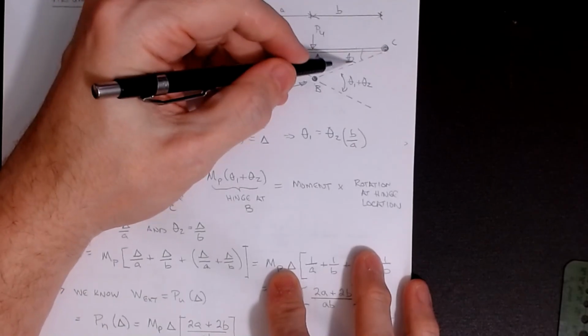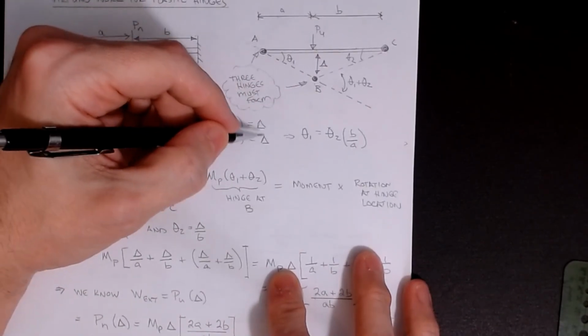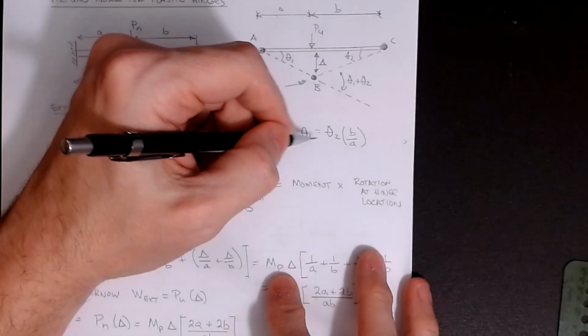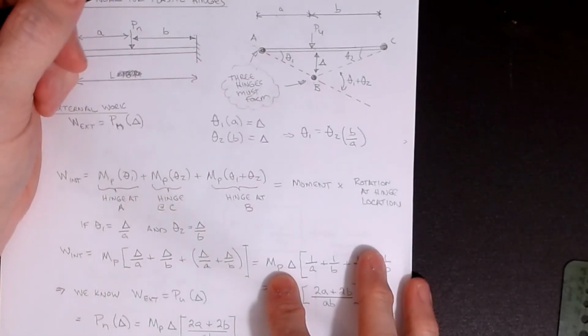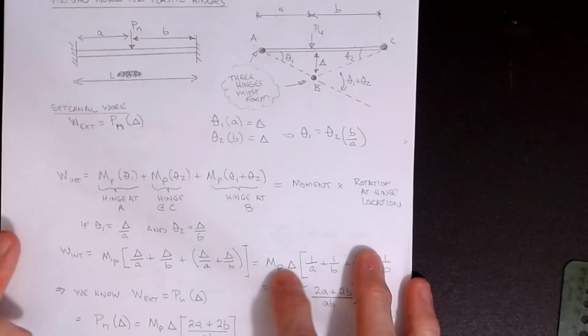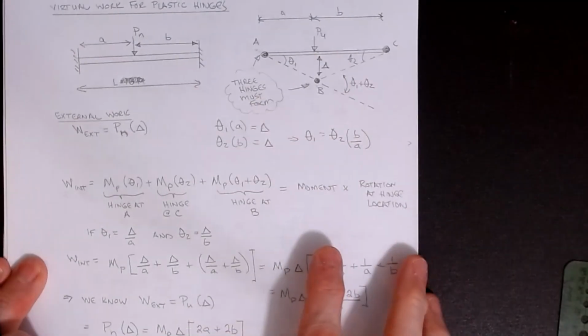And theta 2 times B is also delta. So if I set these two equal to each other, you can see that theta 1 is equal to theta 2 times B over A. And so I can figure out what the relationship of these angles is relative to each other. And then with that, I can start to do some analysis.